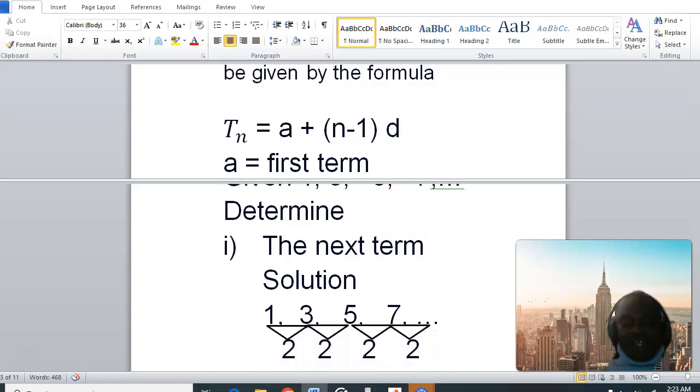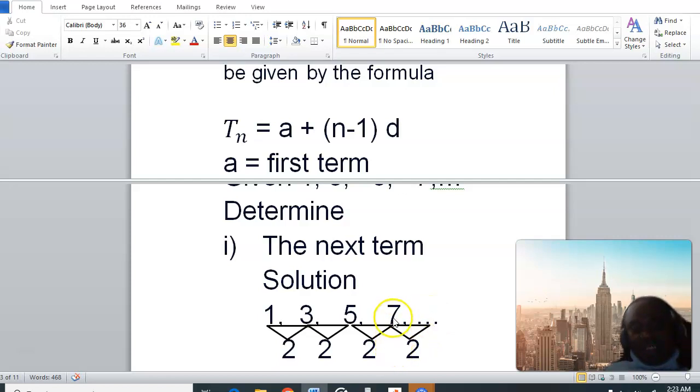To determine the next term, the question is: what was done to this 1 to get this 3? You add 2. What was done to this 3 to get this 5? You add 2. What was done to this 5 to get this 7? You add 2. But what do you think will be the next one? You have to add 2 to this 7 to get the next number.